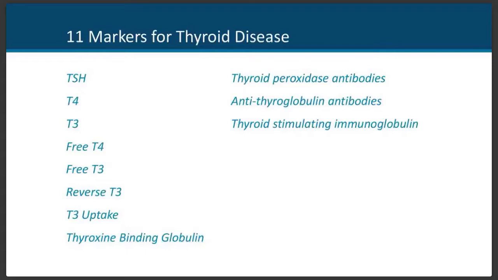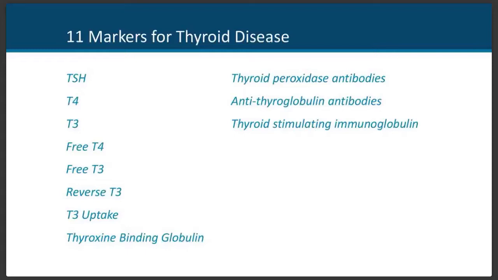The next thing is thyroxine binding globulin. So this is the actual carrier protein. If people have had an infection or liver dysfunction, or they're on hormone replacement therapy or birth control, or if they're taking steroids like prednisone or aspirin, or they're pregnant, this will change.